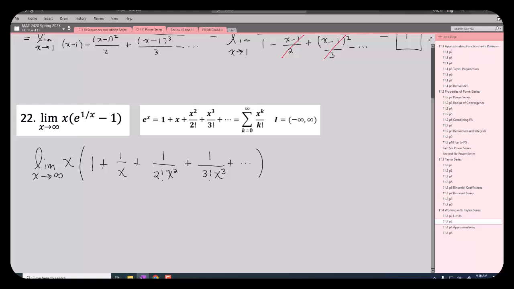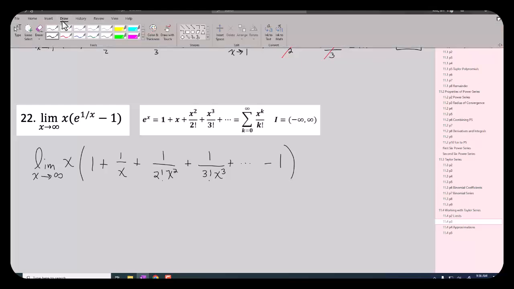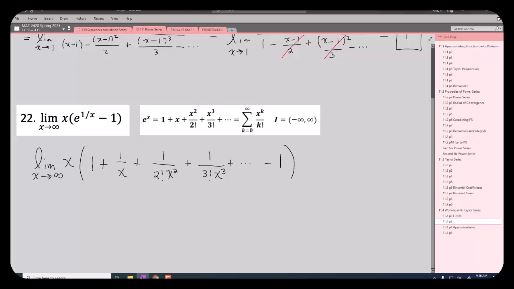And then there's a subtraction of 1 here. So it looks like that. So e to the 1 over x, we find its power series by replacing x with 1 over x. Substitute it in. We notice that there's some cancellation here. So this 1 right here is going to cancel with that negative 1. And now we're going to distribute.